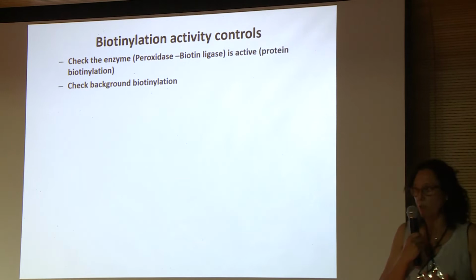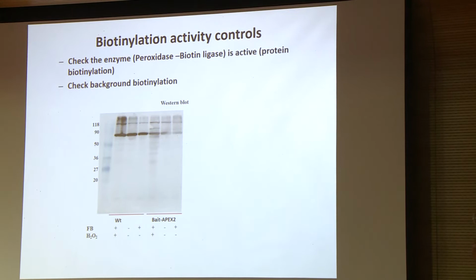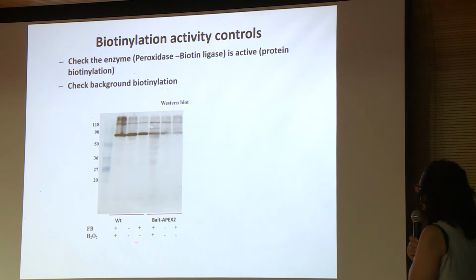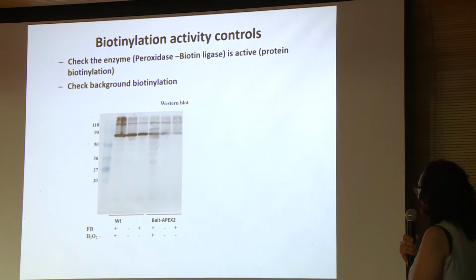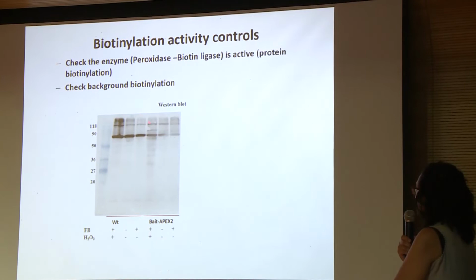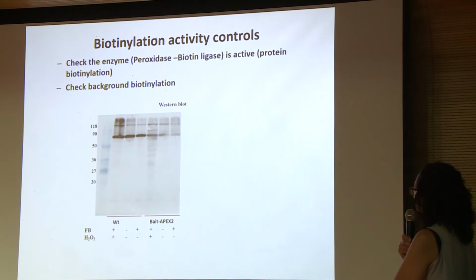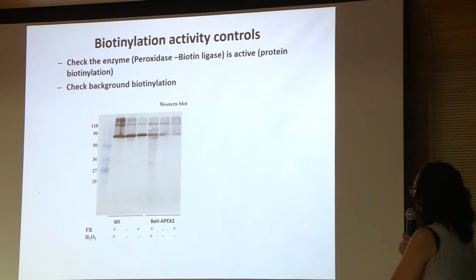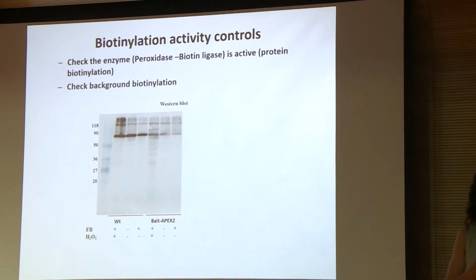And for example, this is one of the things I'm going to show you in the next one, but here we have used an APEX, so we incubate with phenol biotin and hydrogen peroxide, and you can see that in the wild type, not expressing the fusion protein, we have not much change. Of course, we have some biotinylated proteins, but when expressing the bait with APEX, then we only see this activity here, the presence of many biotinylated proteins when we incubate with both phenol biotin and peroxide. So this type of controls are necessary.